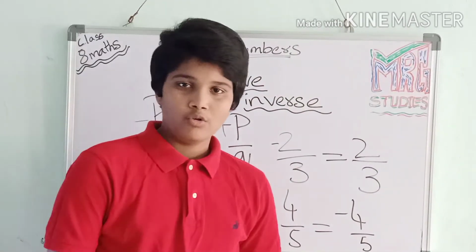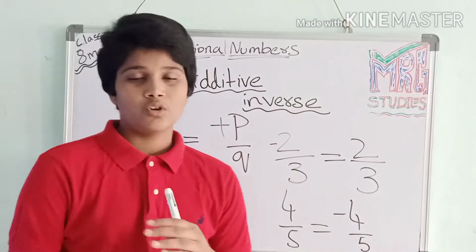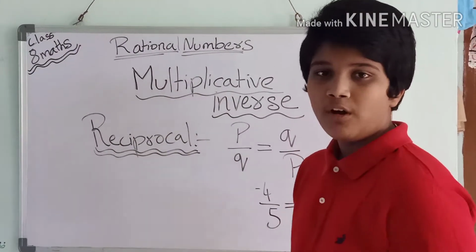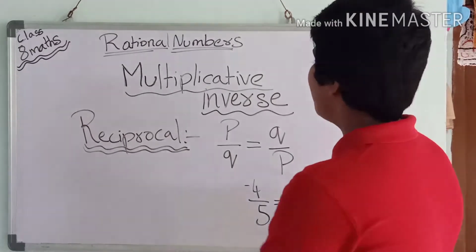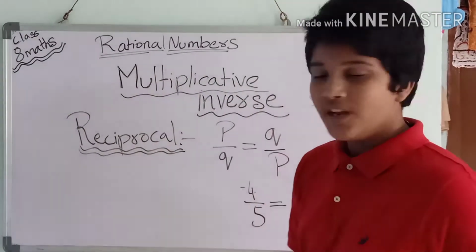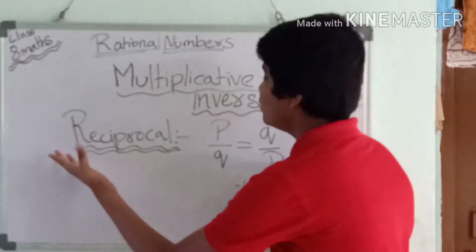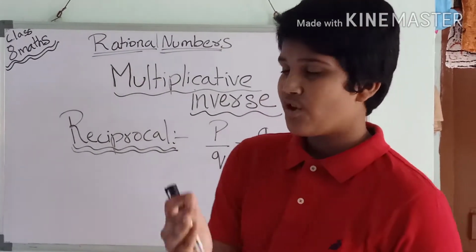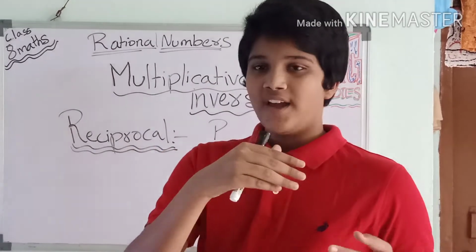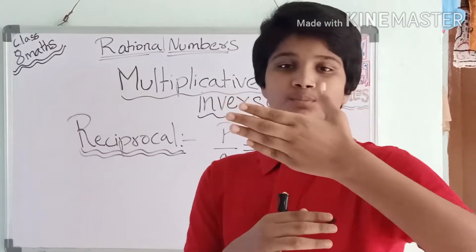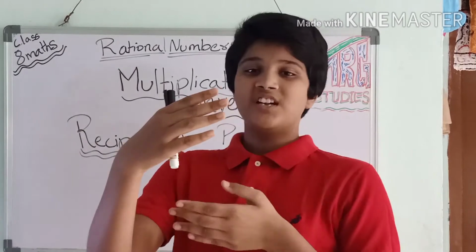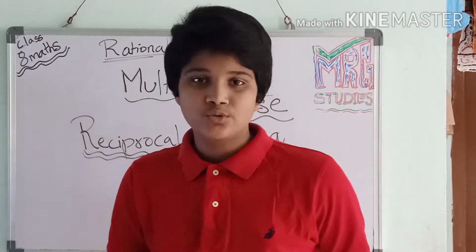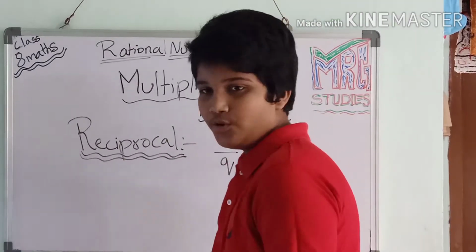Now I will tell you how to do the multiplicative inverse. In multiplicative inverse we should take the reciprocal. Reciprocal means if you have 3 by 5, we should reverse the numbers. Means 3 by 5 we should write as 5 by 3. That is called reciprocal.